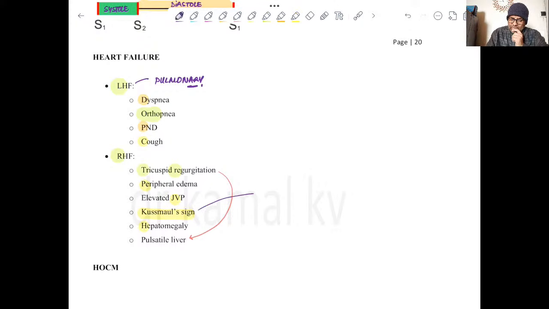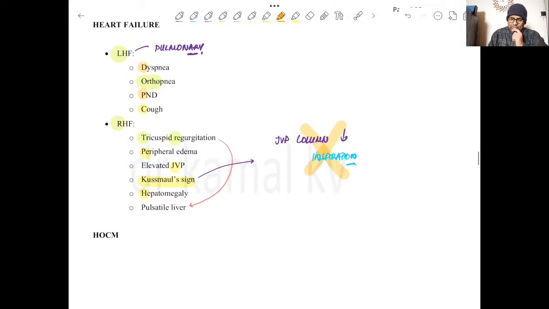Now, what is this Kussmaul sign? Normally, the JVP column falls during inspiration, right? It falls because there is a negative intrathoracic pressure and the blood is sucked downwards. But in Kussmaul sign, this normal phenomenon is not seen. The JVP remains elevated even during inspiration, right? So that is Kussmaul sign.